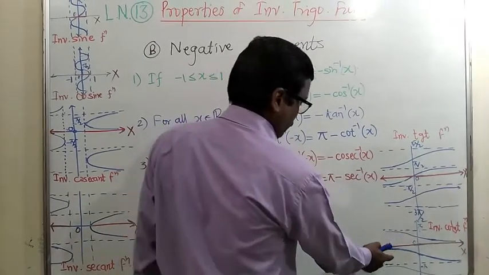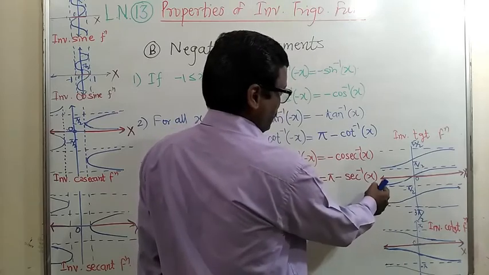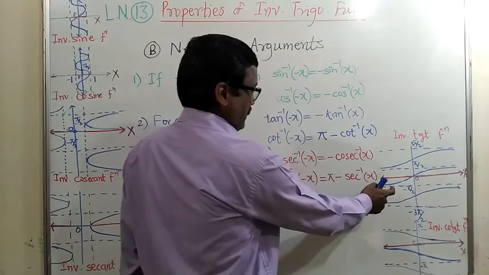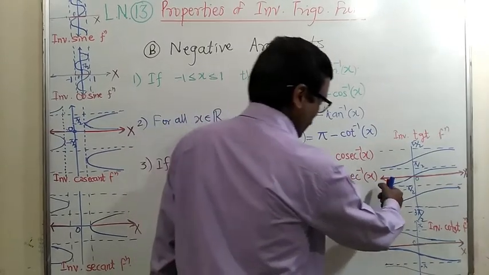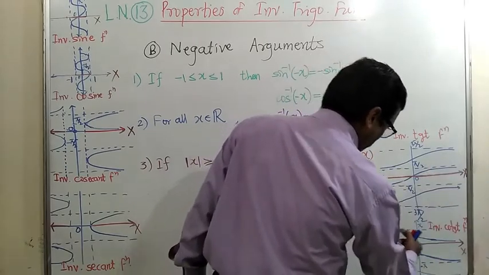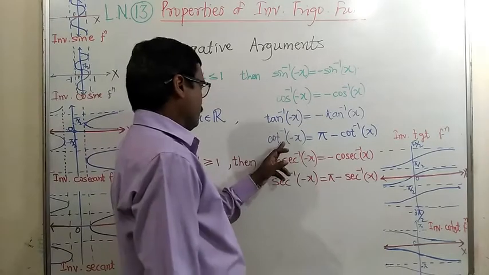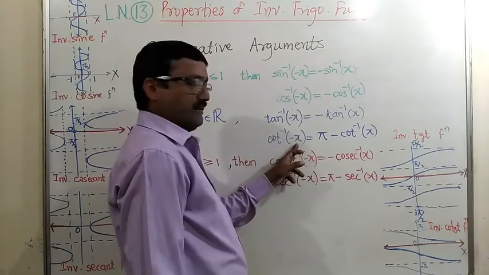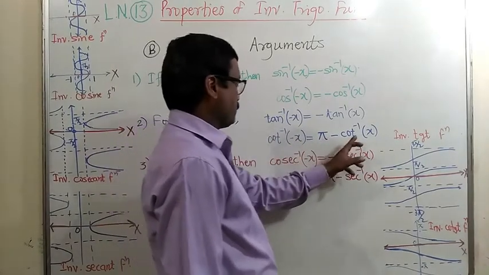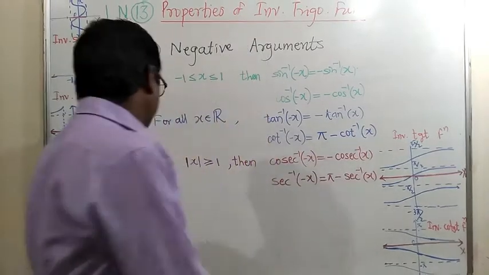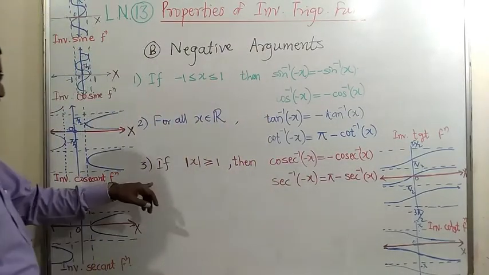But in the case of the cotangent function, the graph of the inverse tangent function is increasing while the graph of the inverse cotangent function is decreasing. Therefore, for the inverse cotangent function, negative x becomes pi minus cot inverse of x. Okay, now let us see the third group.